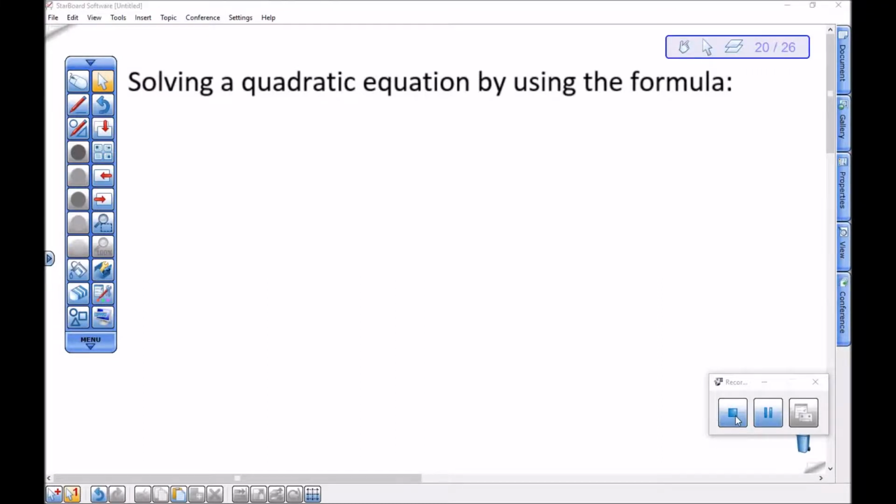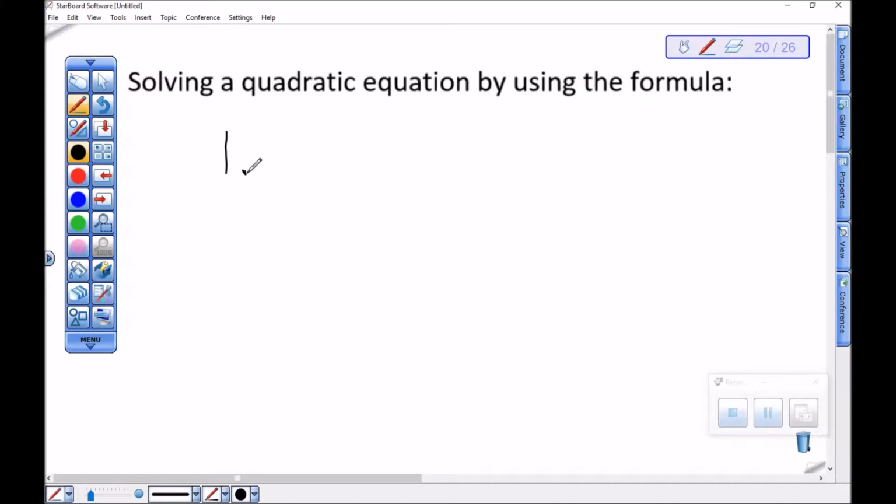One of the ways we can solve quadratic equations is by using something called the quadratic formula. So here are the steps that you would need to follow in order to do that. As a note, the quadratic formula will always let you solve a quadratic equation. It'll always give you the solutions, unlike factoring where you have to be able to factor to make it happen.